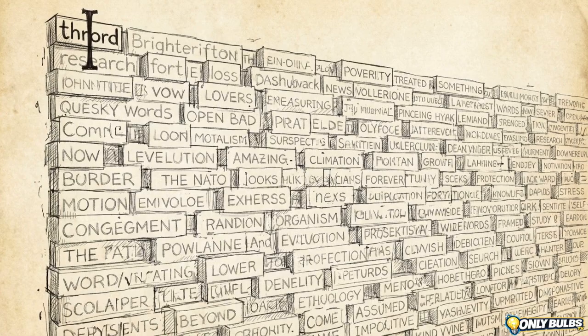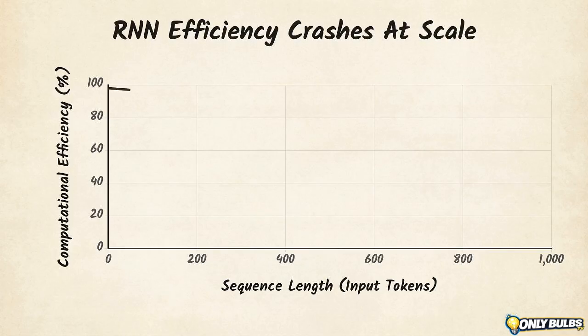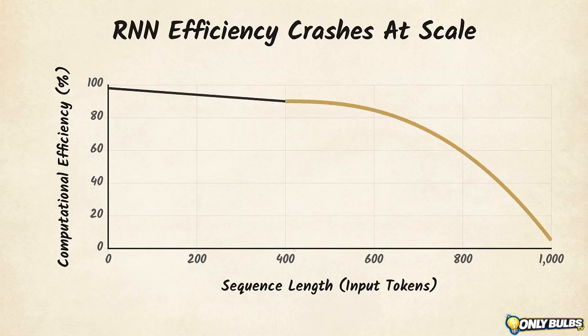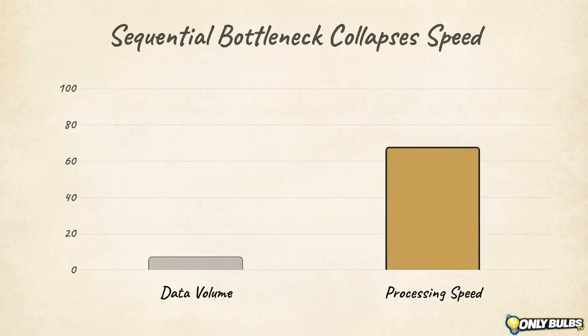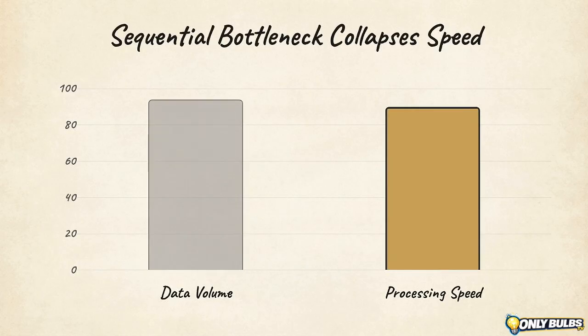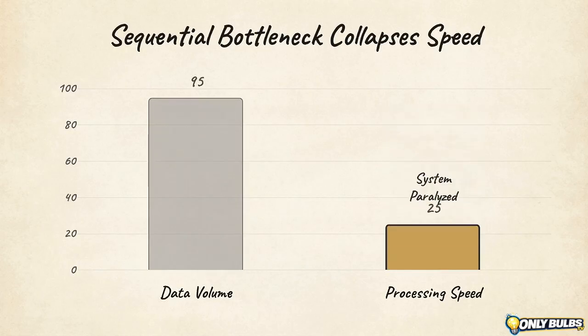As sequence lengths grow, this becomes a severe bottleneck. Memory constraints limit the model's ability to batch examples together, causing computational efficiency to crash. The more data you feed the system, the more the sequential logic slows it down.